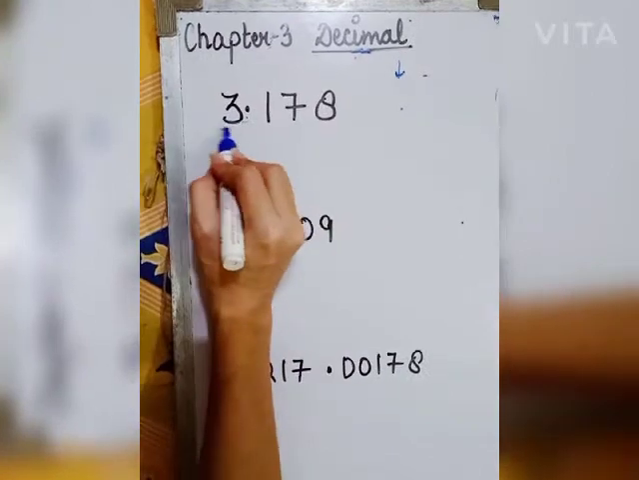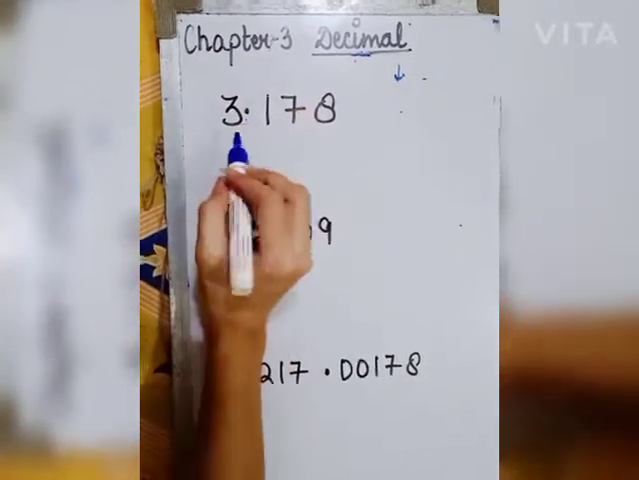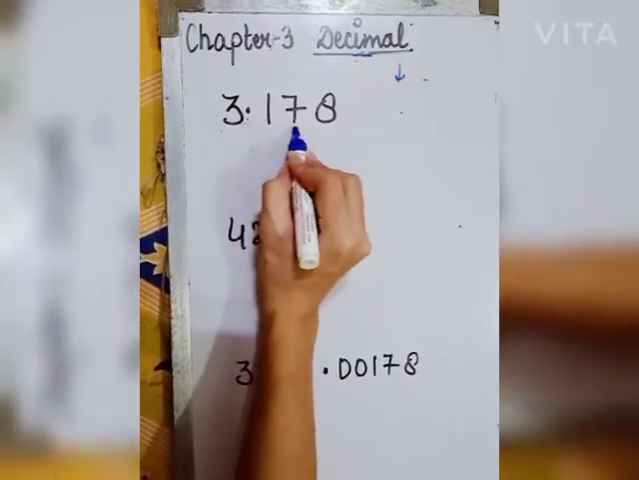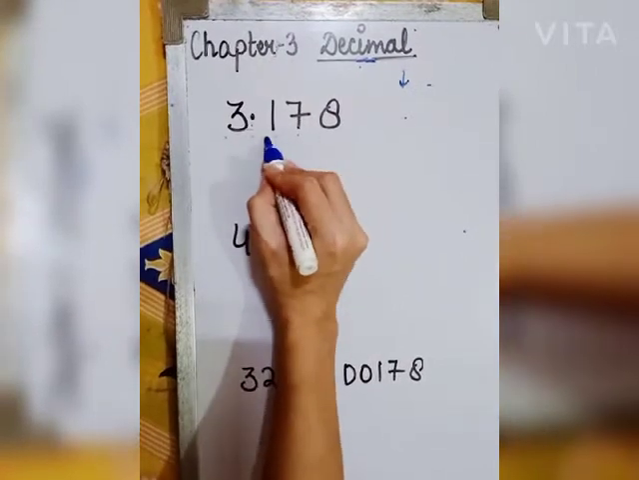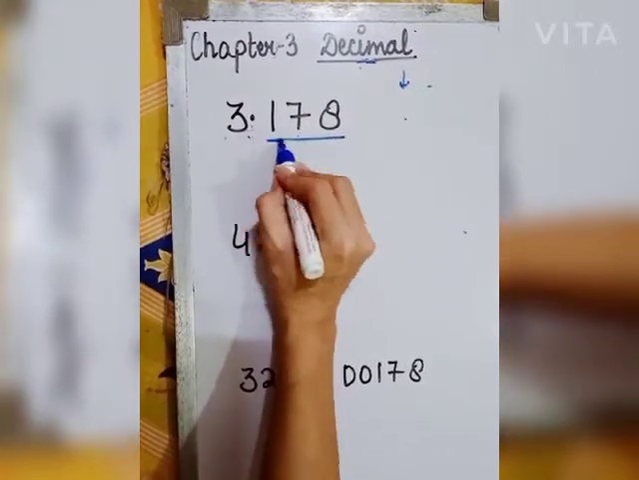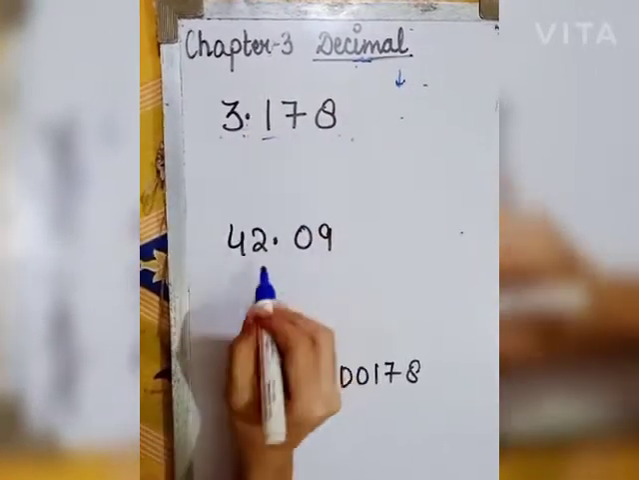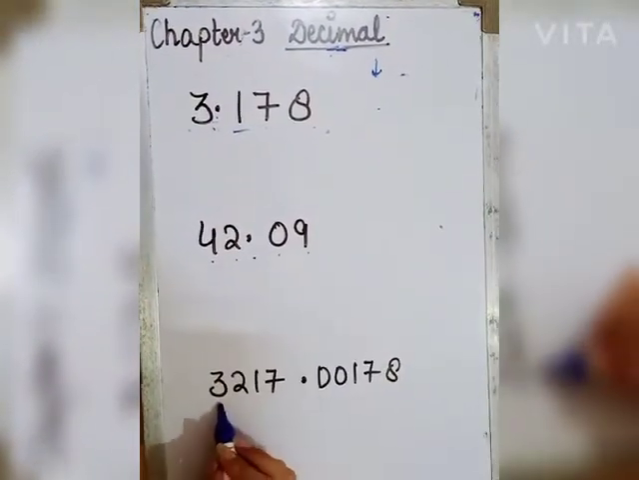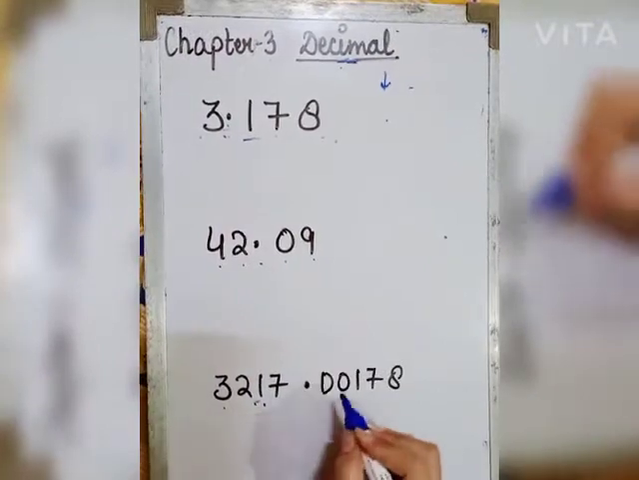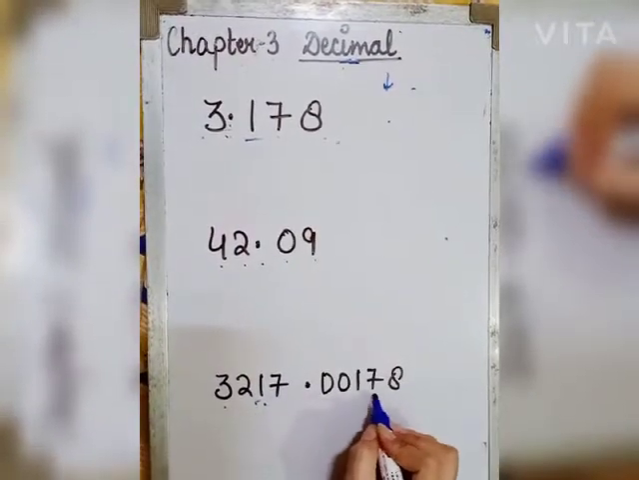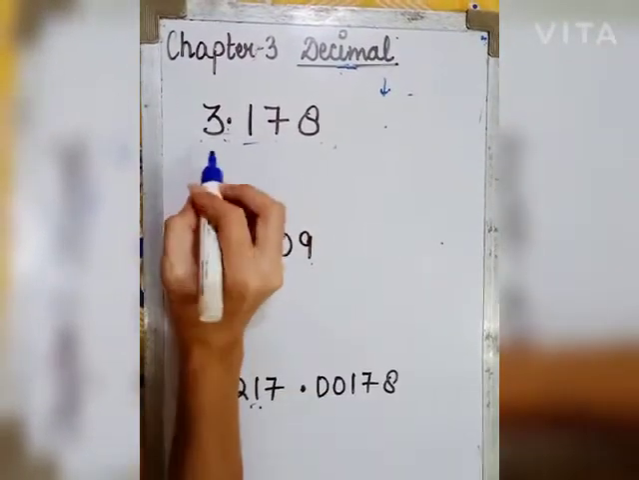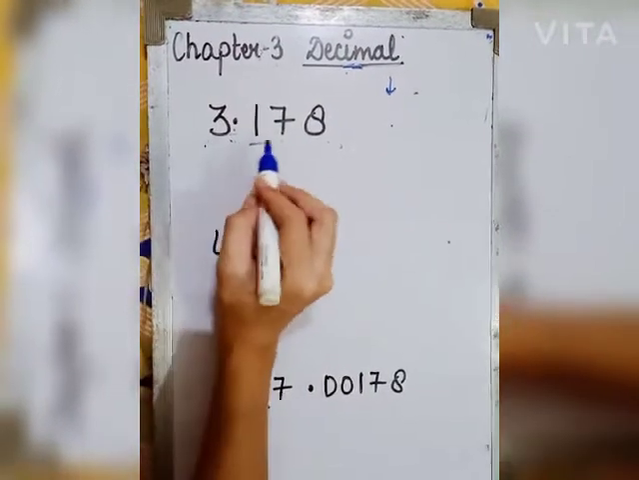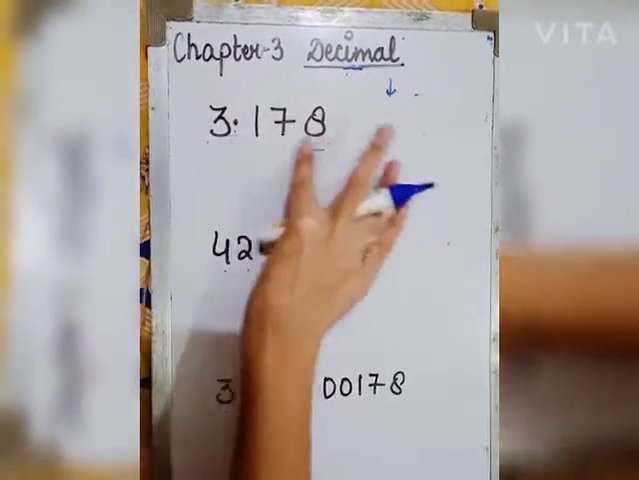3.178. How do we read it? We read it like 3.178. The digits after decimal are read individually. 42.09, 3217.00178.